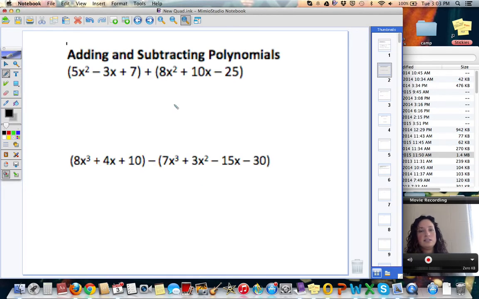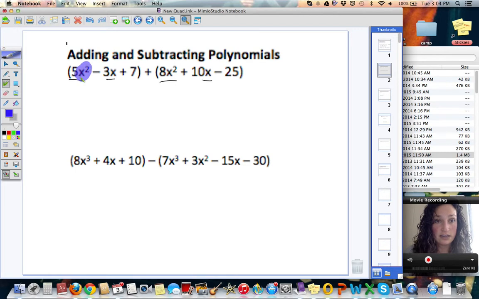All right, so adding and subtracting polynomials. Adding is a lot easier than subtracting, but for both of them, I like to make sure that they both have all the same terms. This has an x squared, this has an x squared. This has an x, this has an x. This is just a number, or a constant. So they're the same. Then what I do next is combine the things that are the same.